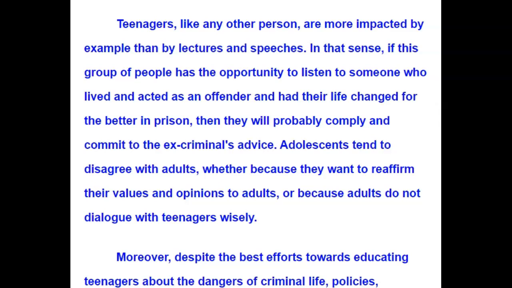Teenagers, like any other person, are more impacted by example than by lectures and speeches. In that sense, if this group of people has the opportunity to listen to someone who lived and acted as an offender and had their life changed for the better in prison, then they will probably comply and commit to the ex-criminal's advice. Adolescents tend to disagree with adults whether they want to reaffirm their values and opinions to adults or because adults do not dialogue with teenagers wisely.